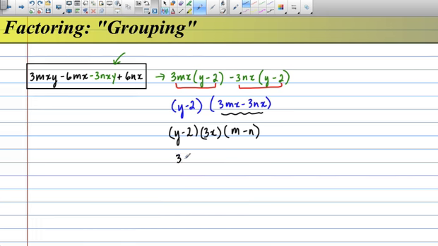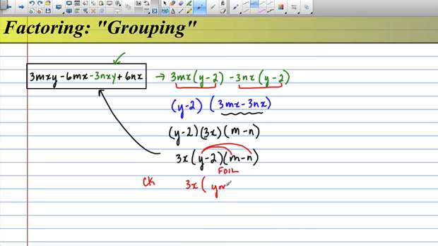And finally, 3x bracket y minus 2 times m minus n will give us the original, but we should check. Y times m minus ny minus 2m plus 2n. We have 3xym minus 3xny minus 6xm plus 6xn. Yes, yes, yes, and yes.